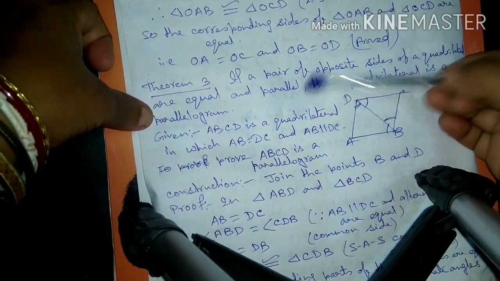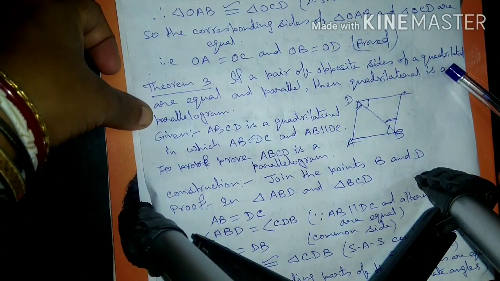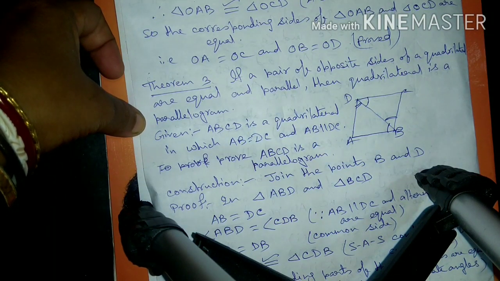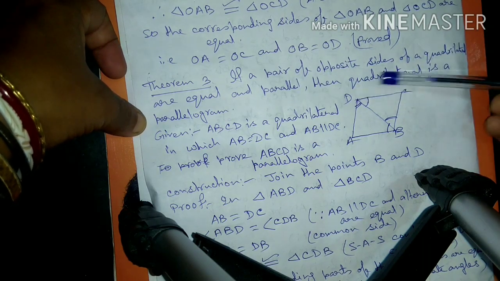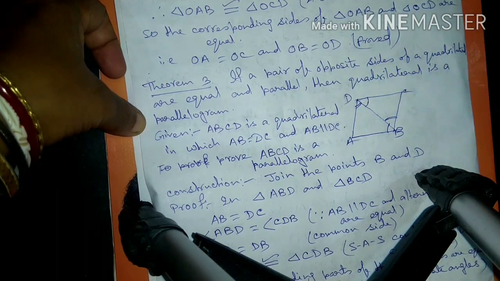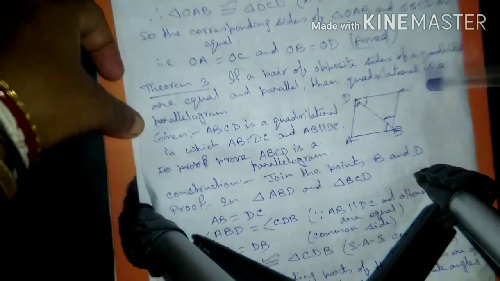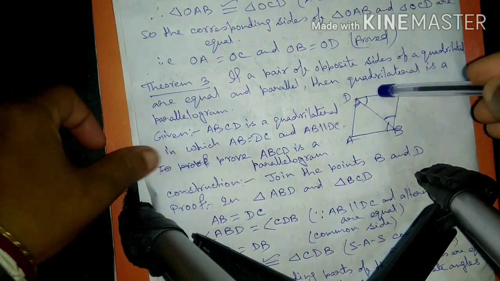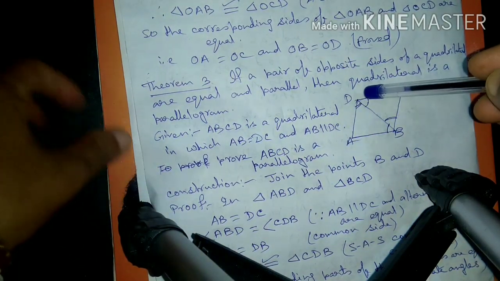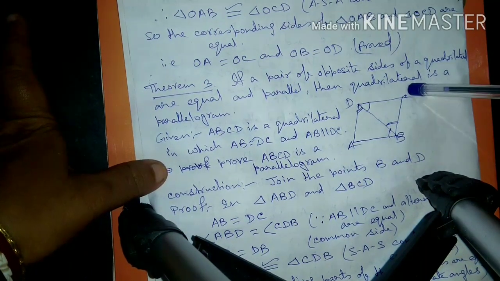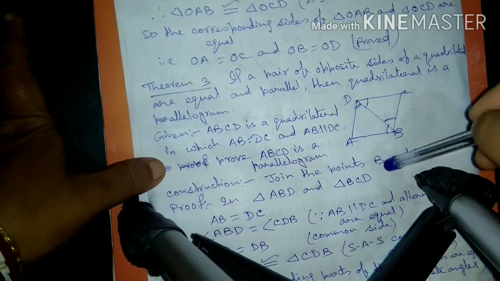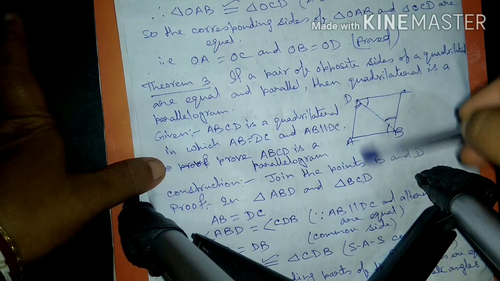What is the theorem? If a pair of opposite sides of a quadrilateral are equal and parallel. One pair, it did not say all the pairs, that means both the pairs, it did not say. Only one pair of the opposite sides are equal and parallel. Then we have to prove that the quadrilateral is a parallelogram. So to prove that, what we need to know? We also have to see whether AD is parallel to BC or not. Yes or no?